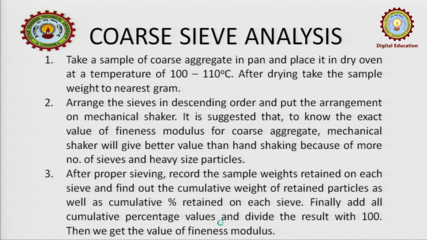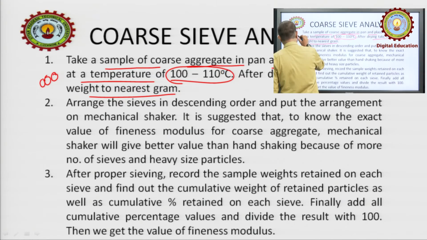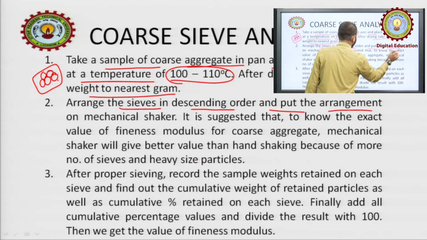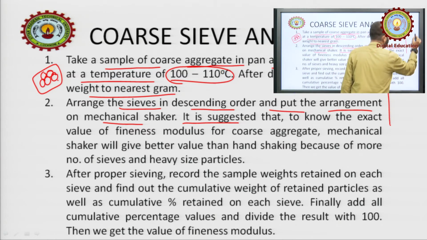Now, let us see the coarse sieve analysis. This is nearly the procedure. Take the coarse aggregate sample in a pan and place it in the dry oven at a temperature of 100 to 110 degrees centigrade. After drying, take the sample weight to the nearest gram. Now we have the soil or the gravel, whatever it may be, and we have weighed it after oven drying. Now arrange the sieves in descending order and put the arrangement on the mechanical sieve shaker. What we do now is arrange something like this.